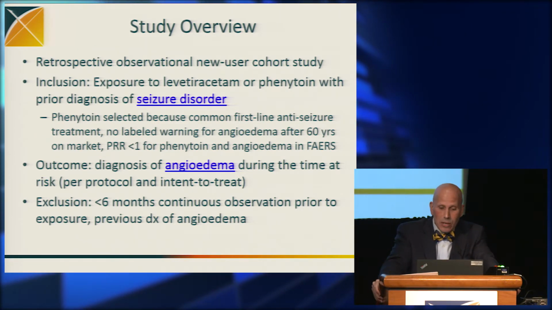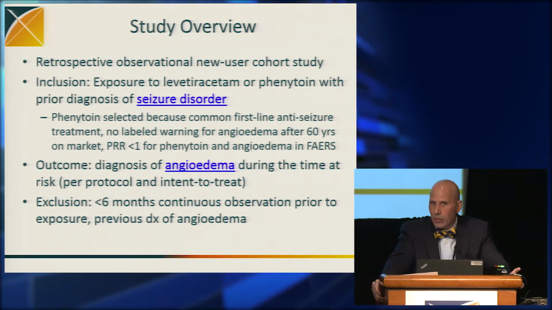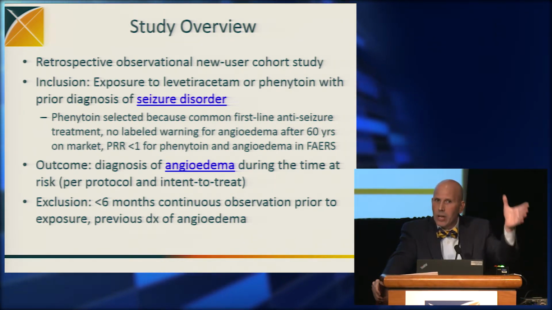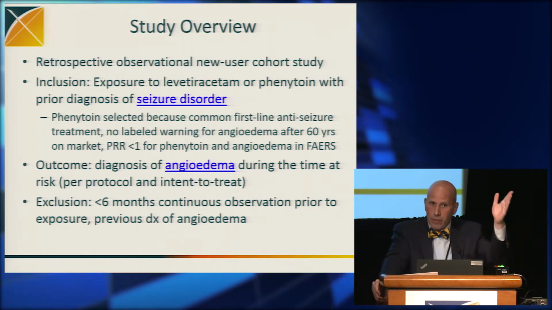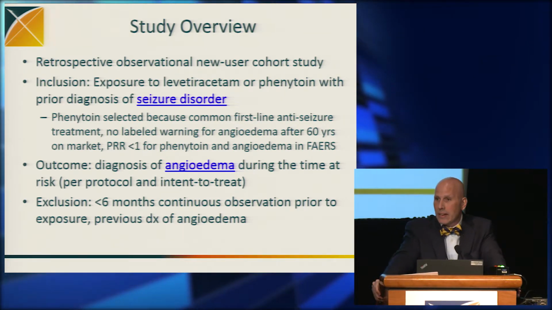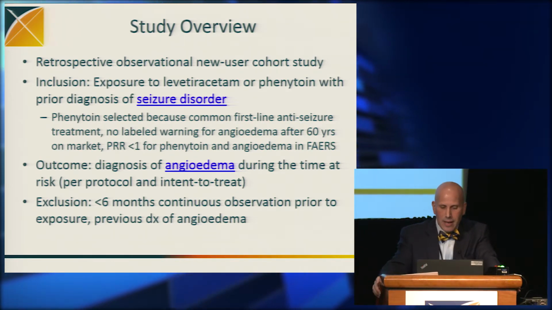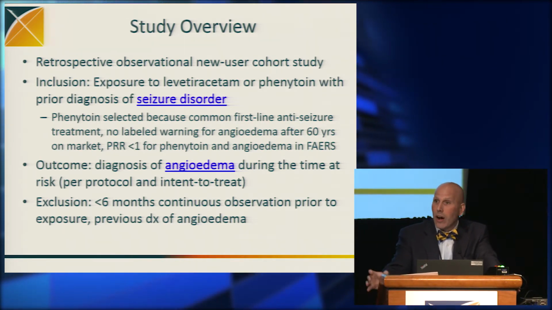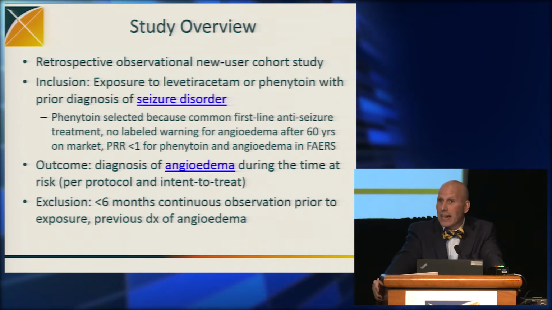The outcome was a diagnosis of angioedema during the time at risk. So we had 2 versions. One was per protocol, when the patient was taking the drug with maybe a little window, and then intent to treat was from when they took the drug all the way through the end of their observation period. I'm not going to click those hyperlinks, but what they are is the actual codes and concept sets that we used to define seizure disorder and to define angioedema.